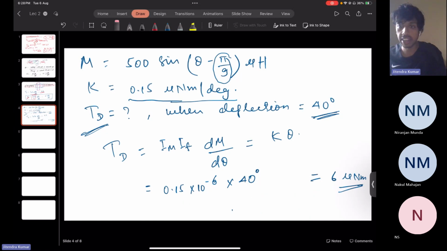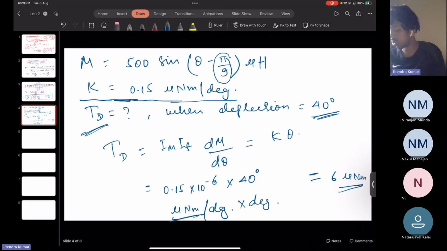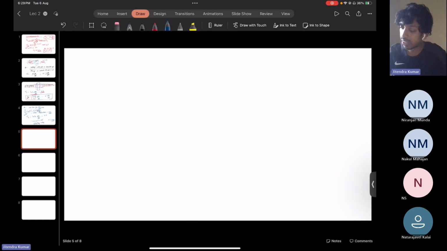Yeah, your calculation is correct, but my approach was wrong. Since you have to take care of this K, K is already mentioned in per degree, so micronewton meter per degree, and then you multiply with degree, then you will get the value in micronewton meter. So your calculation was correct. It's a mistake from my side. I should have considered it. So it should be 6 micronewton meter. Is it fine? Right, sir. Now, the second part, since we have calculated TD, we need to calculate the meter current.